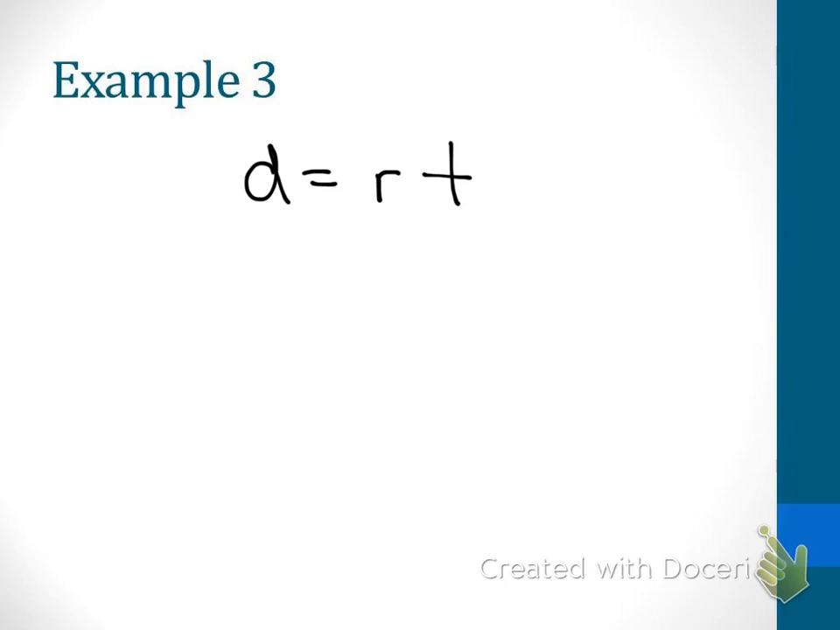So D stood for the distance. Does it give me a distance in this problem? What is my distance? 300 miles. So I plug in 300 where D goes in the formula. You see that? Did it give me a rate? Did it give me a speed? 50 miles per hour. So I plug in 50 where R goes in the formula. And then it asks me how long would it take. So do I know T? No, I don't. It says how long would it take. You have to figure it out.